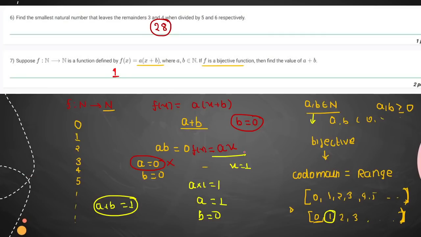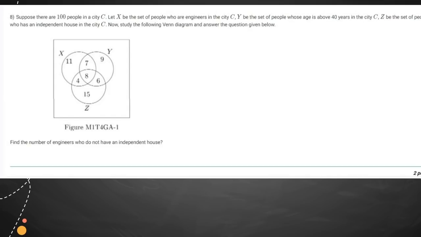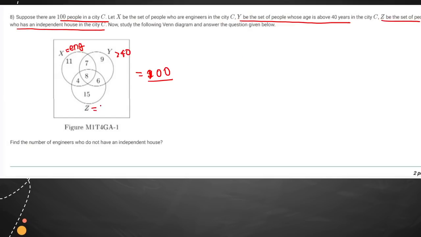Okay, moving to the 8th question. So this question says there are 100 people in a city C. Okay, so this is city C and it includes 100 people. Let x be the set of people who are engineers. Okay, so x is engineer, y be the set of people whose age is above 40 years. Okay, so these are above 40, and z be the set of people who have an independent house in the city. So z are those people who are having an independent house. So study the following Venn diagram and answer the question below.